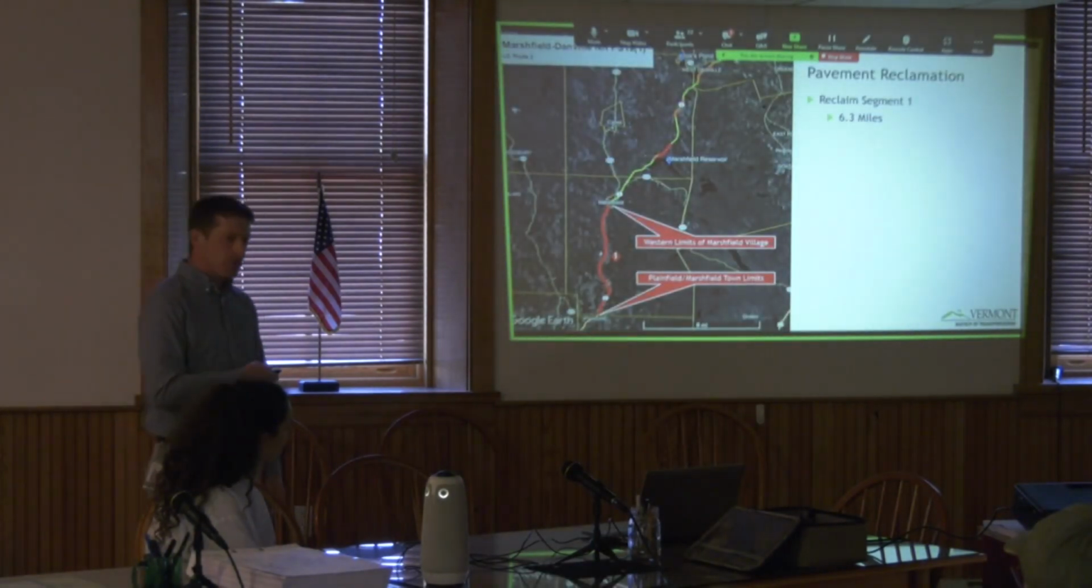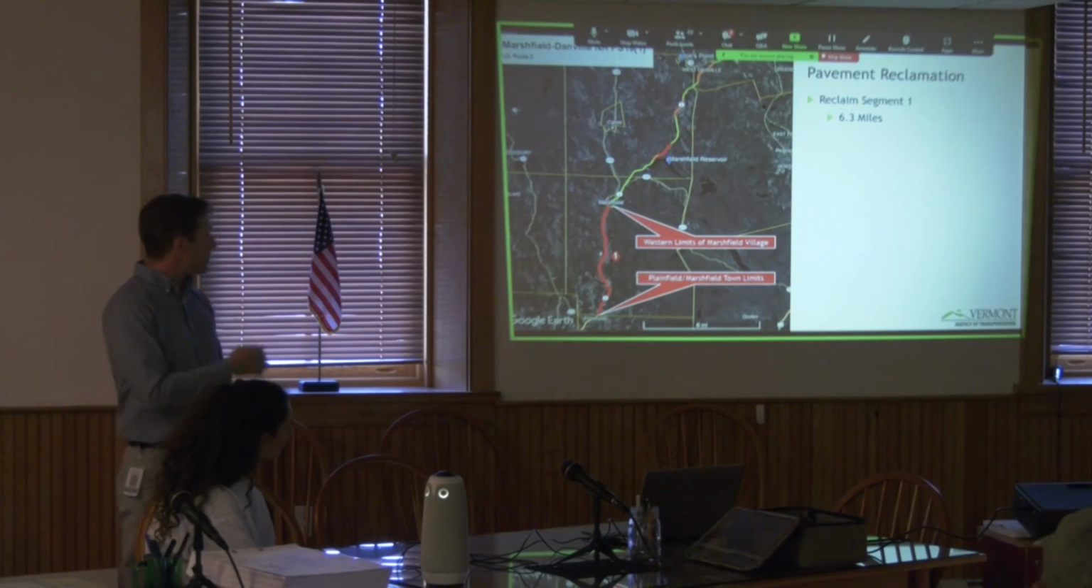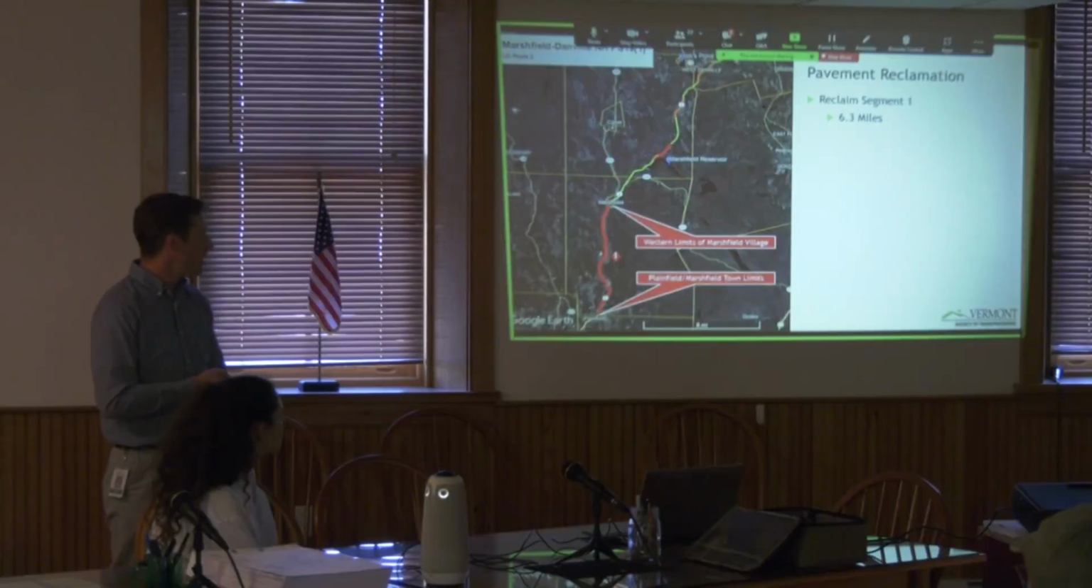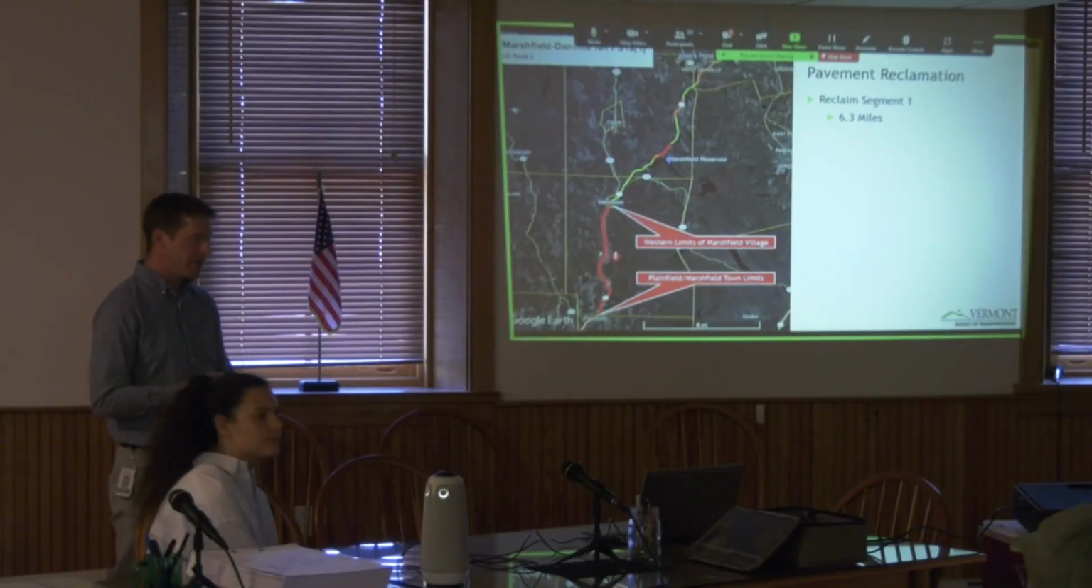Now this is the same map we've been looking at. It's just walking everyone through where the most invasive treatments are going to be. So the first segment, that diamond with number 1 there, it's 6.3 miles. It begins at the Plainfield Marshfield town line, and then it ends on the western part of Marshfield. Again, this is the 1930s sub bases that we were talking about earlier that have been a problem for a long time. That's why we're back, and we're going to reclaim it.